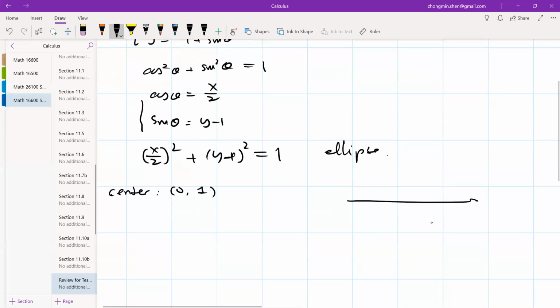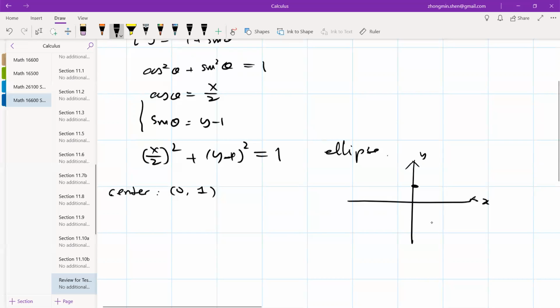So to sketch the graph, since there's no restriction on theta, if it's possible, get the Cartesian equation. Otherwise, you have to choose special values for t, compute the values for x and y, plot them in the xy plane, and then use your imagination to connect them. Now, if you know this is the equation of an ellipse, and this is the center, then it's easy to solve the problem.